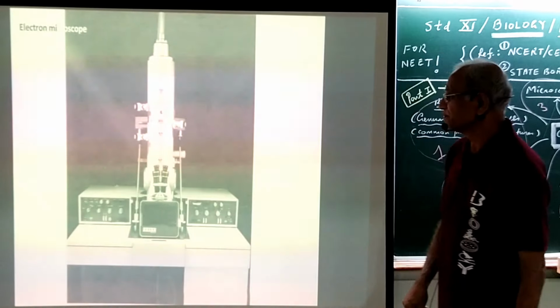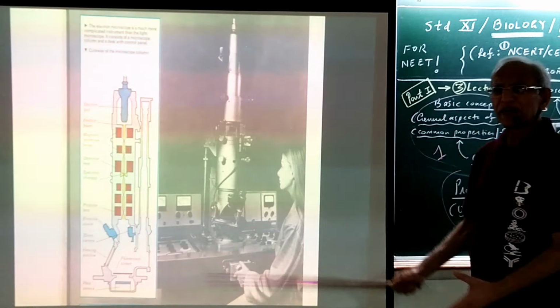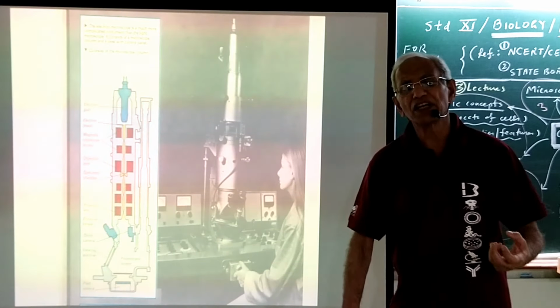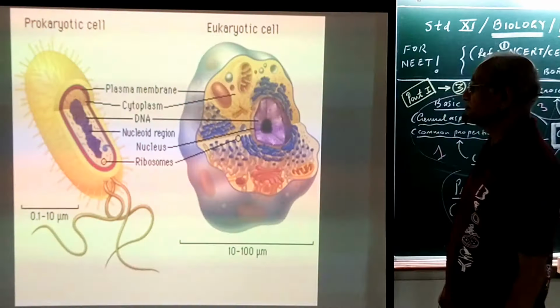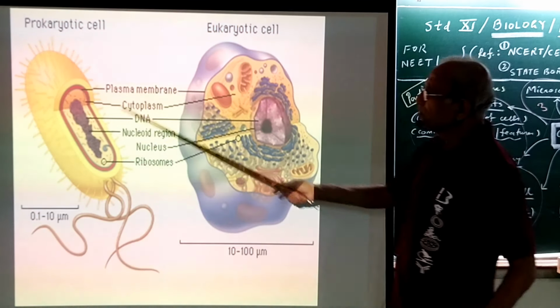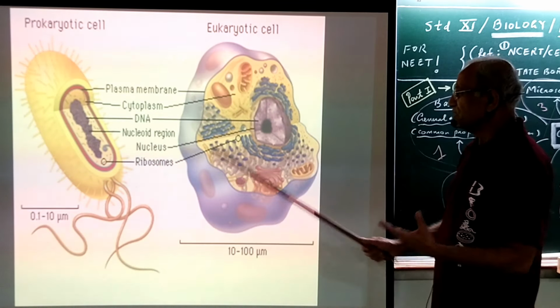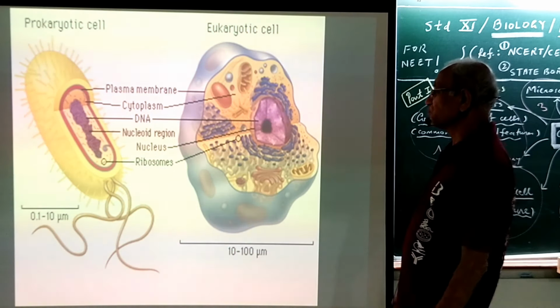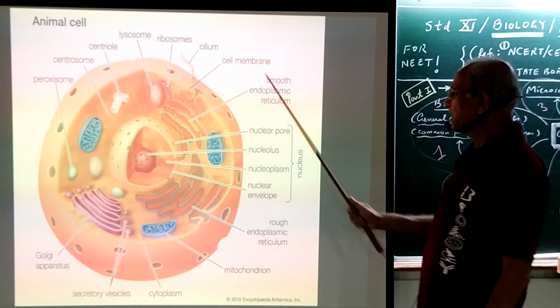Next. Here is a woman working on the electron microscope. Details of the microscope, electron microscope and other things, I think we are going to study in the 3rd part. Next one. Prokaryotic cell without nucleus and eukaryotic cell with nucleus. We are going to deal with this in detail. Next one. This is the typical animal cell. You can just read the parts carefully.